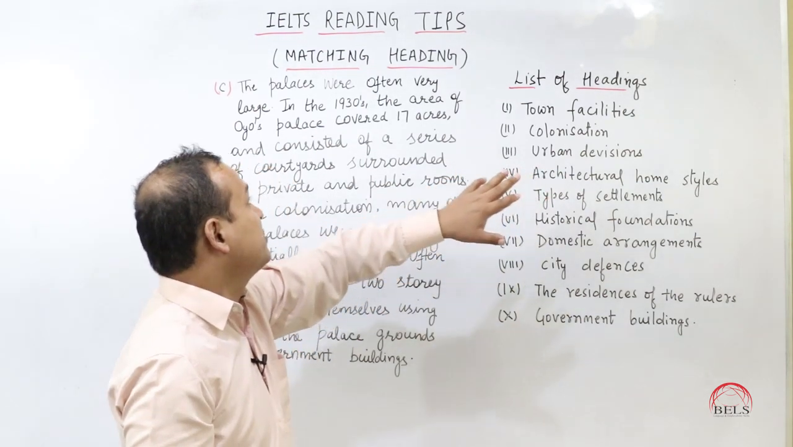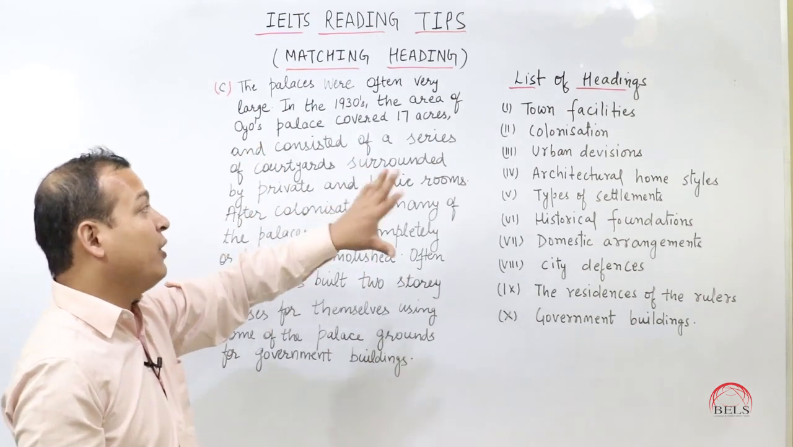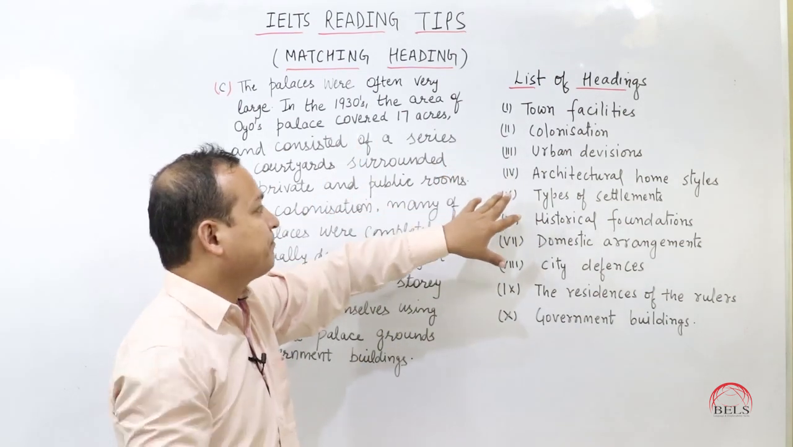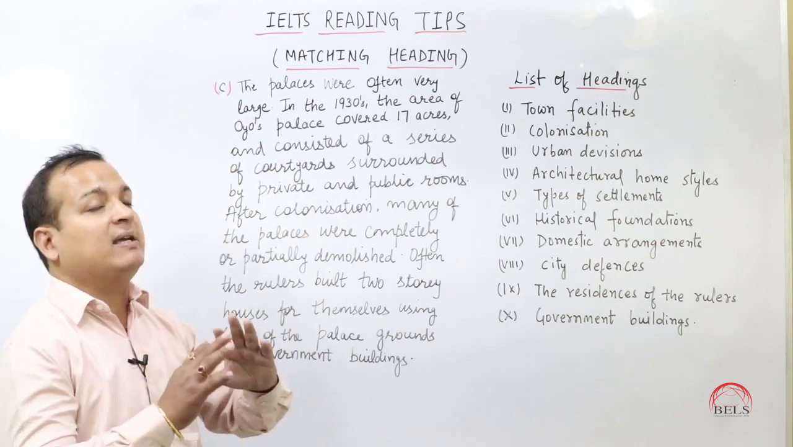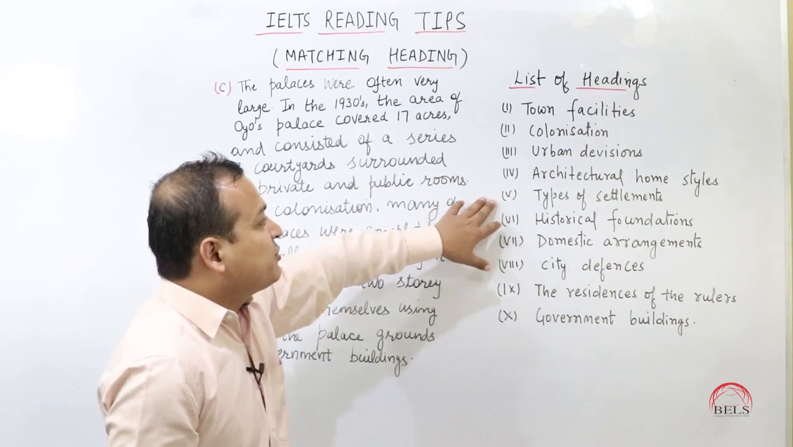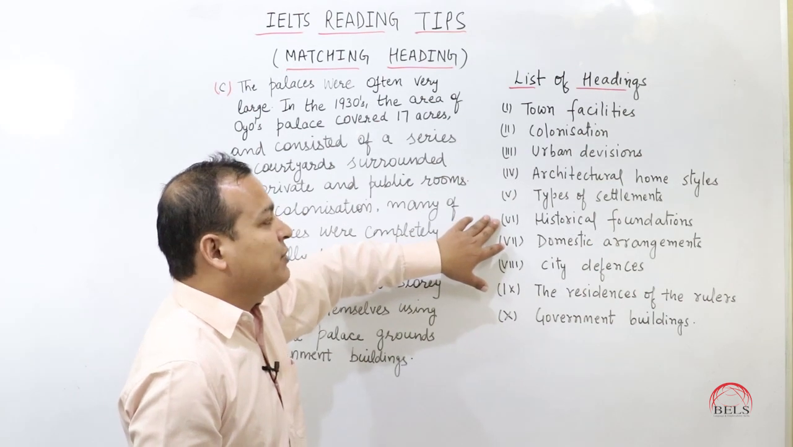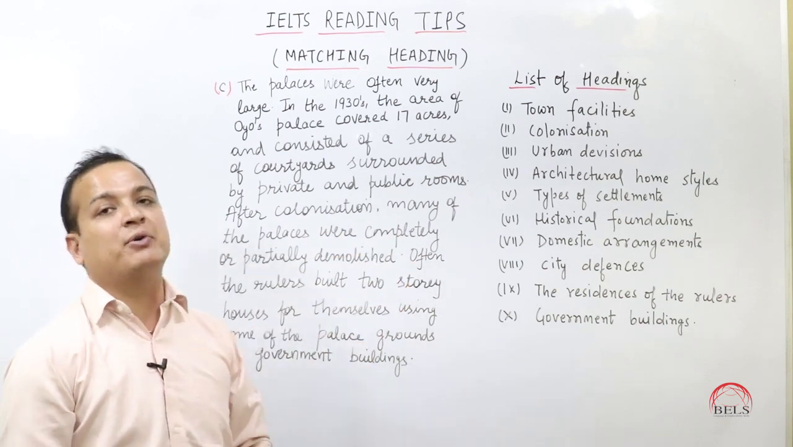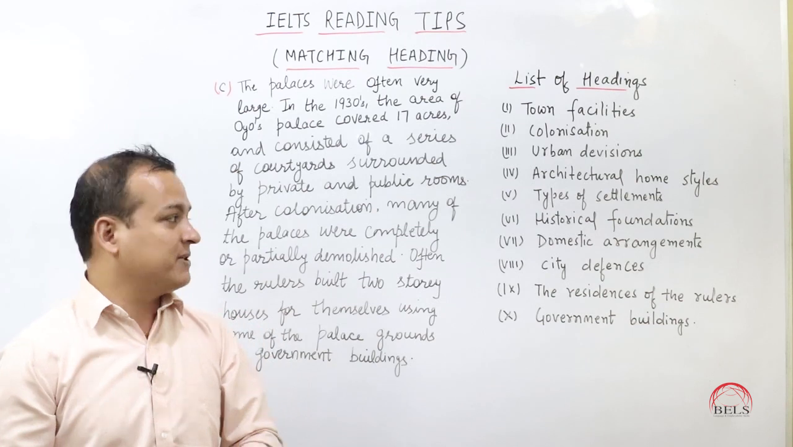Third one is urban divisions. There is no information about the urban divisions. However, if you have confusion with this one, you can just mark it for a while, then come back again. Architectural home styles. If you see the paragraph, they haven't discussed anything about the architectural home styles. Types of settlements, we have already done this before. Historical foundations. If you see this one, this is again not talking about historical foundations, and before we have got the answer of this question, so this will not be repeated.